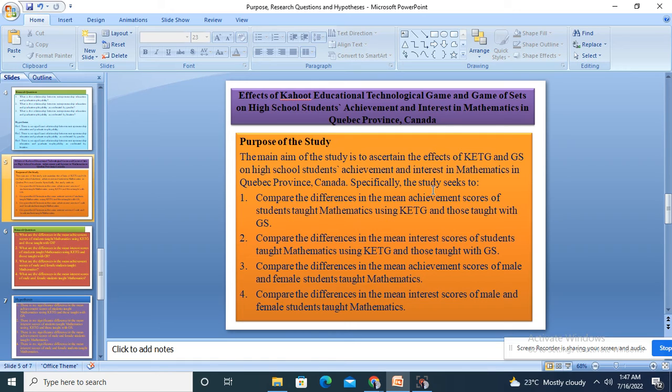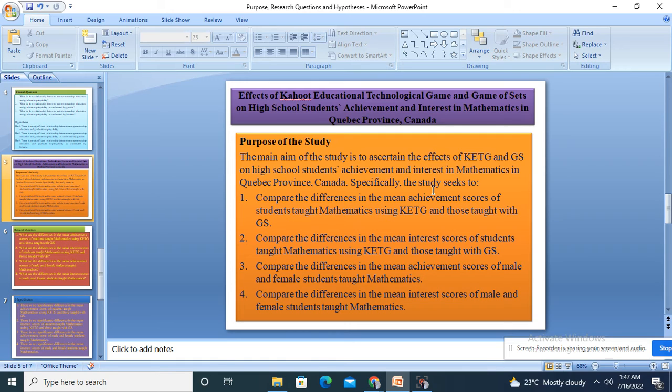Specifically, the study seeks to, one, you will see that this is an experimental study. You don't frame its purposes, research question and hypothesis the way you have framed the survey or the correlation study. This is an experimental study. This is how you frame it.